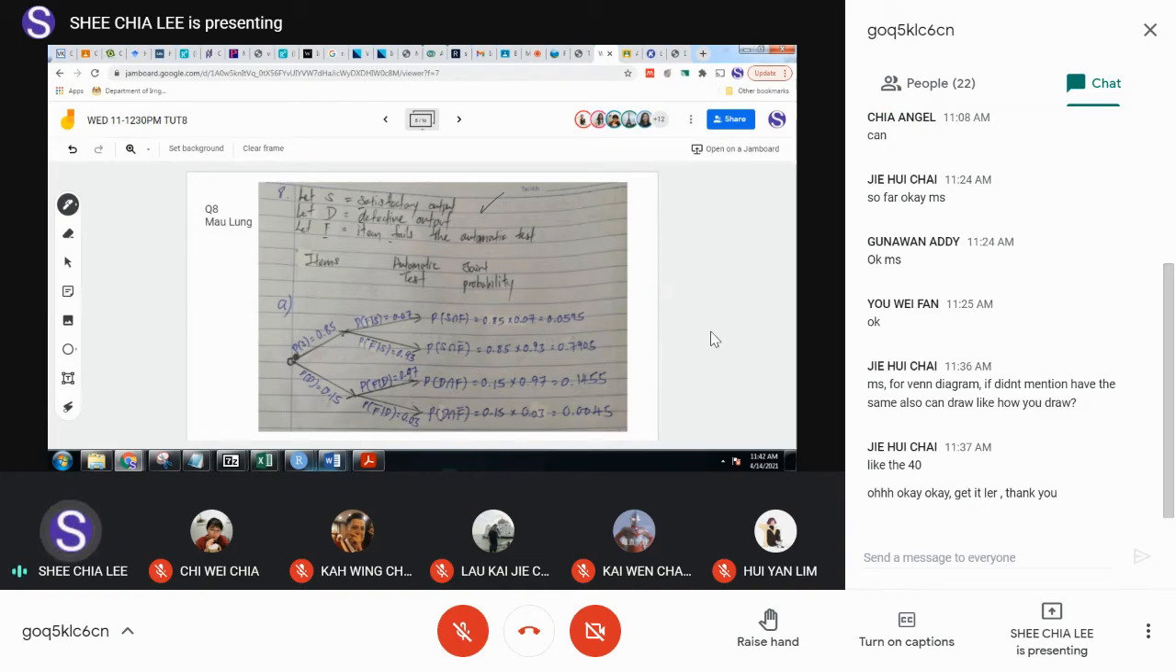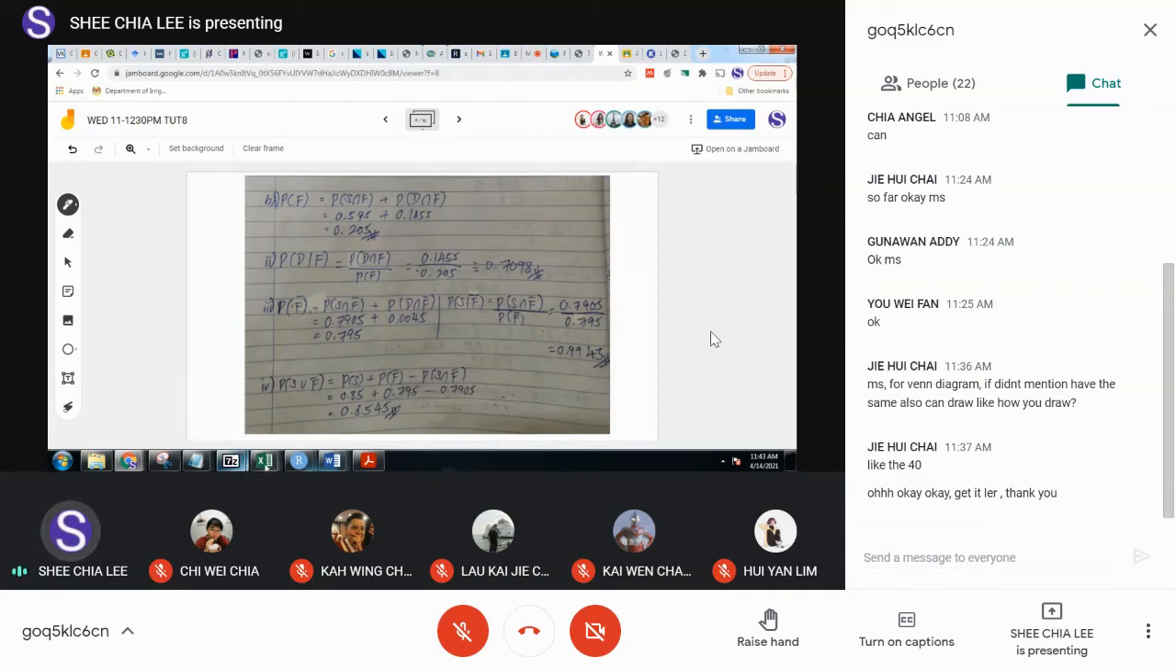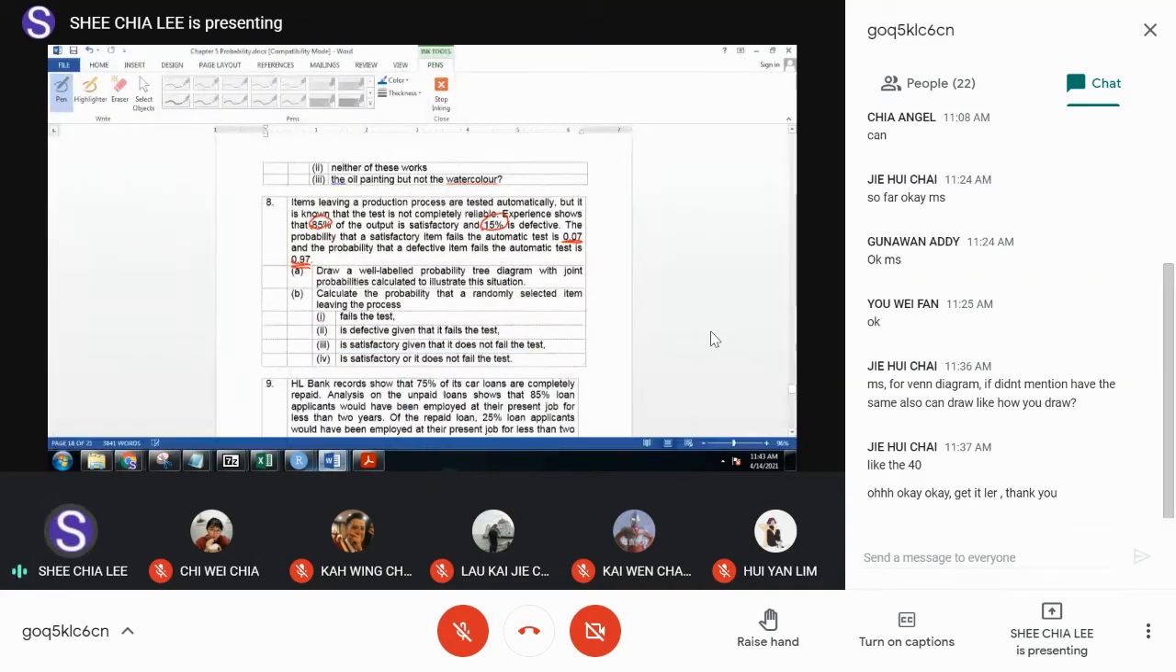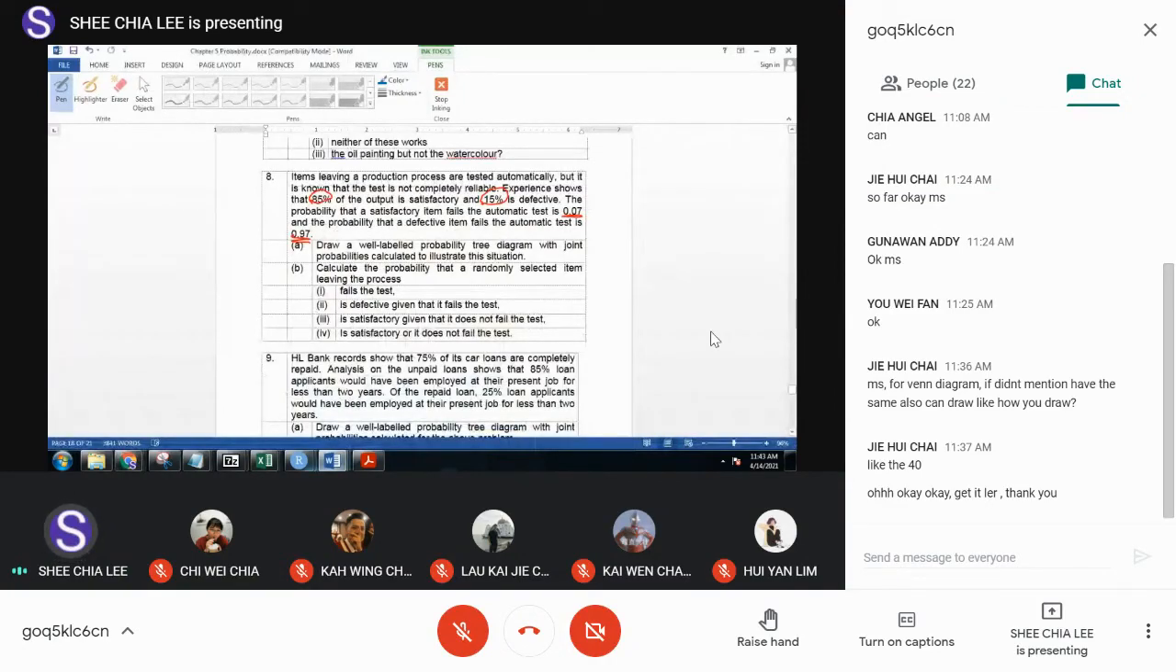So they say satisfactory 85% and defective will be 15%. Remember, these two add together to equal 1. And this one: fail given it is satisfactory, 7%, 0.07. No fail given it is satisfactory is 0.93. Whereas fail given it is defective is 0.97 and no fail given defective is 0.03. Okay, good. And this is a joint probability, times together, and the total equals 1. All right, then we see what is the probability that the item leaving the process fails the test.